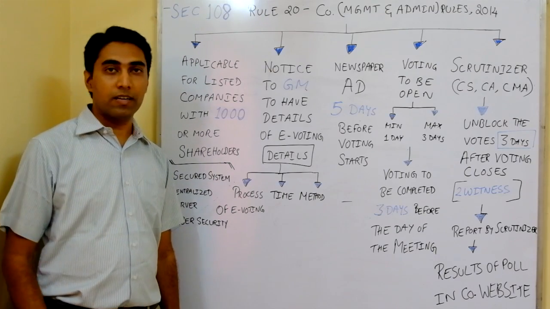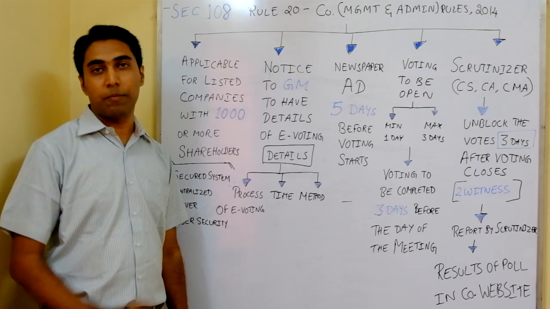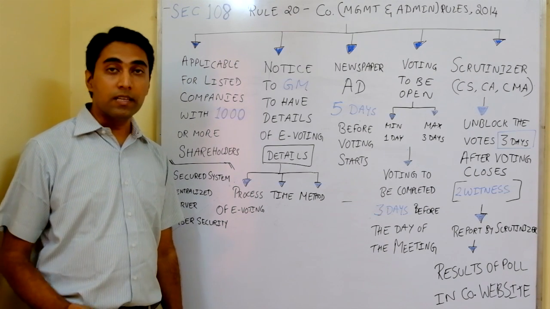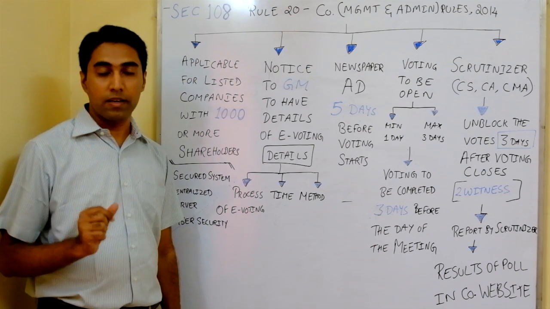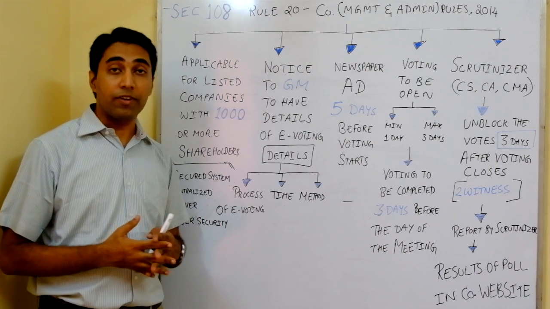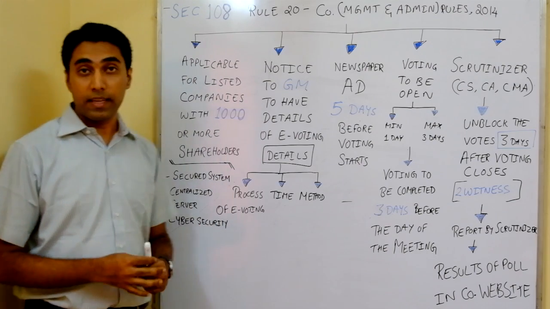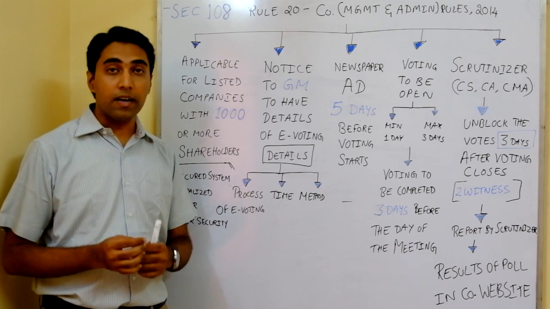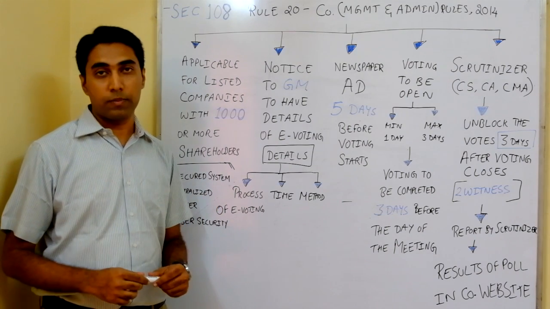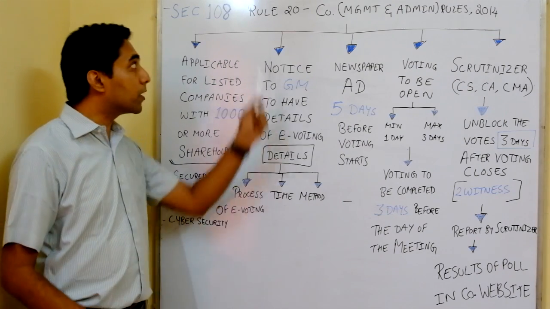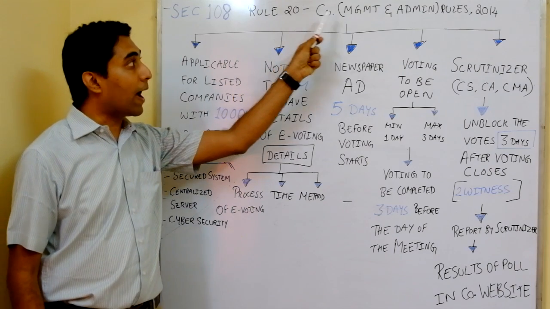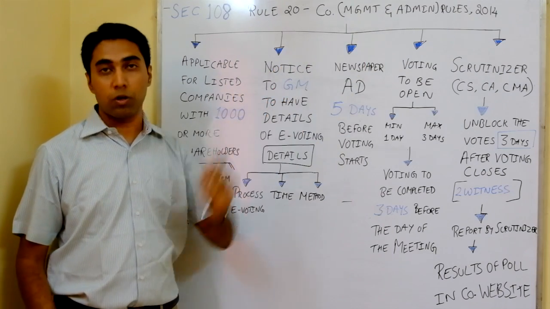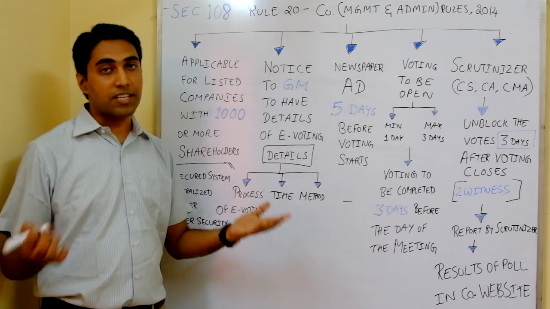In this video, we will discuss Section 108 of the Companies Act of 2013. This is voting by electronic means. In the Companies Act, as you are aware, we have delegated legislation. That is, we have to read the rules along with the section. Here, for understanding voting by electronic means, let us understand Rule 20 of the Companies (Management and Administration) Rules, 2014 along with Section 108.